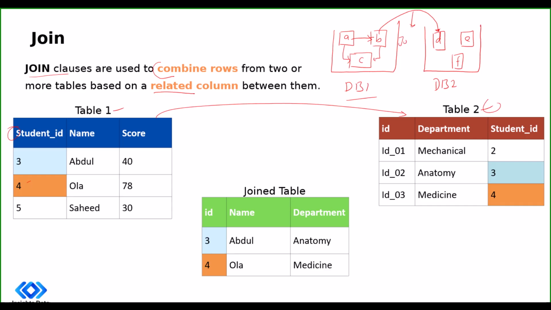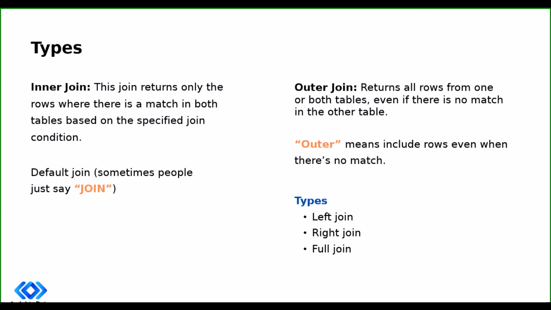Let's move ahead to the types of join we have. Basically, there are two types of join in SQL. We have the inner join and we have the outer join. The inner join is a type of join that returns only the rows where there is a match in both tables based on the specified join condition. Another name for inner join in SQL is simply JOIN. Whenever you see JOIN in a query without specification, it means inner join.